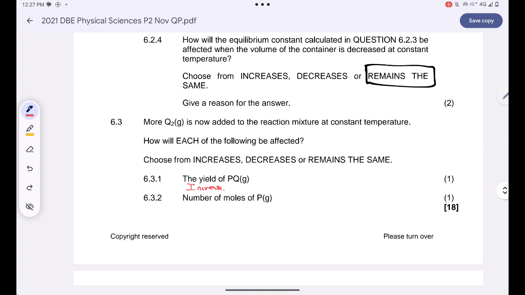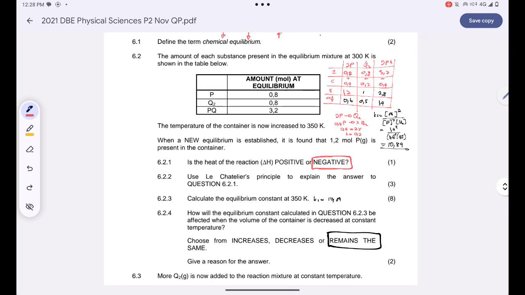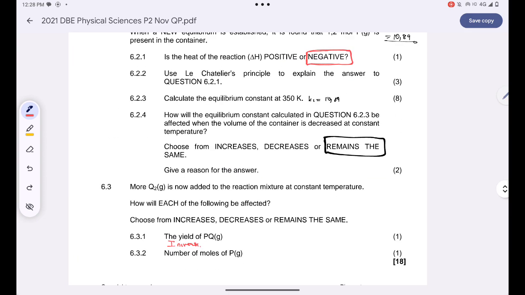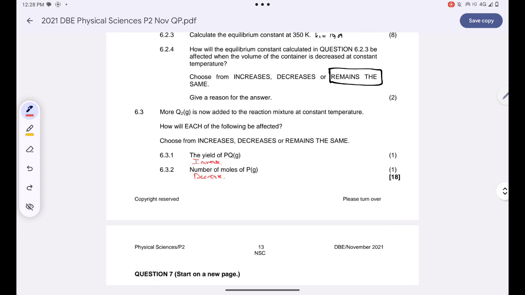Okay, and then now we are being asked about the number of moles of P. By increasing this, I'm going to use both Q and P. So the number of moles of P will definitely decrease. The number of moles of P will definitely decrease. That's how, guys, we're supposed to tackle this question over there.